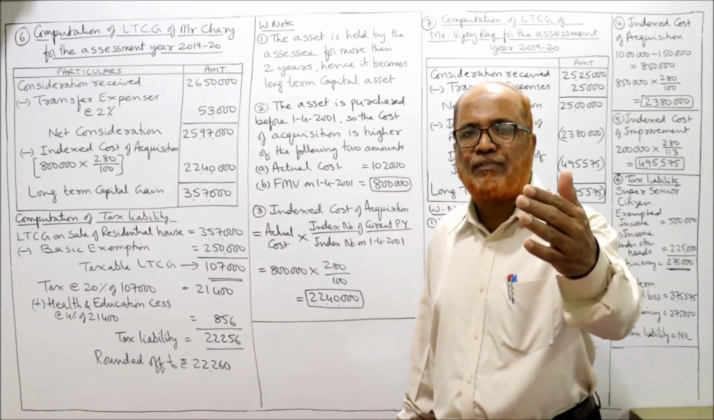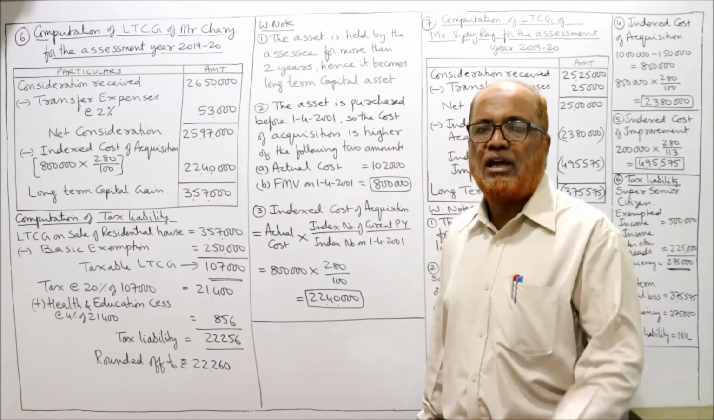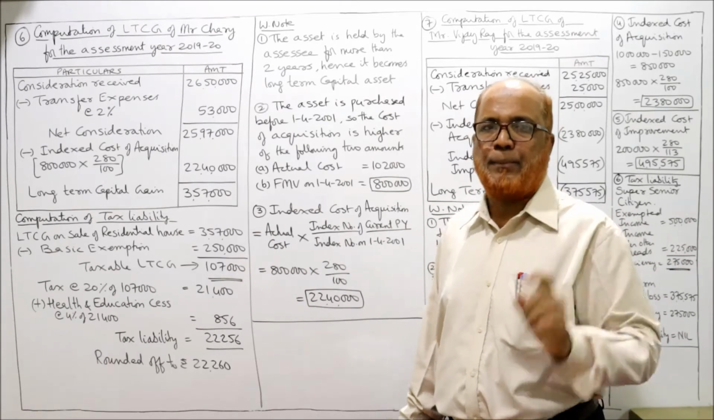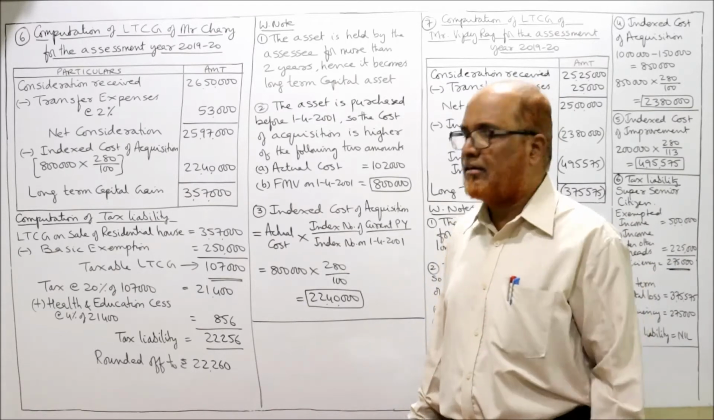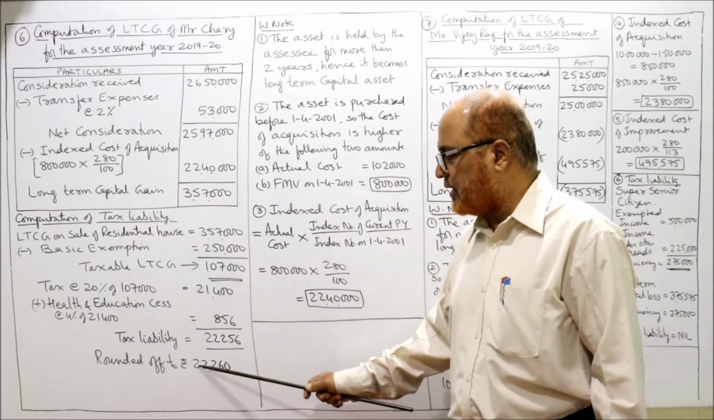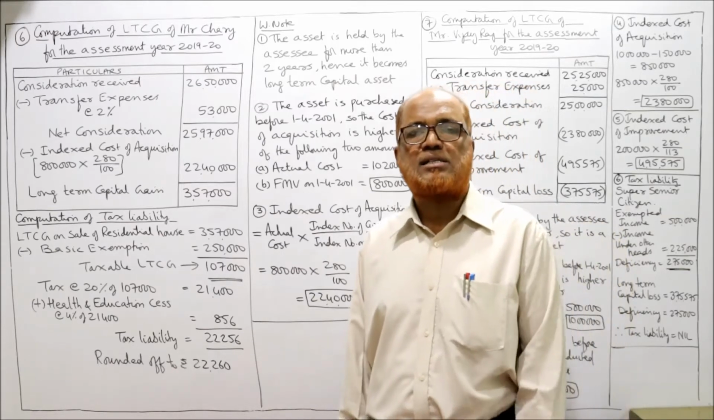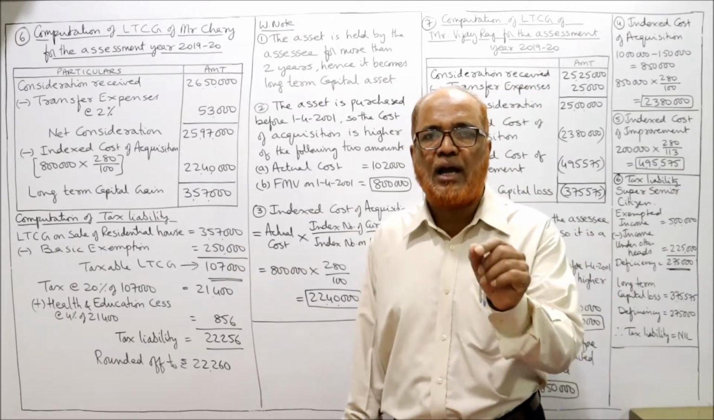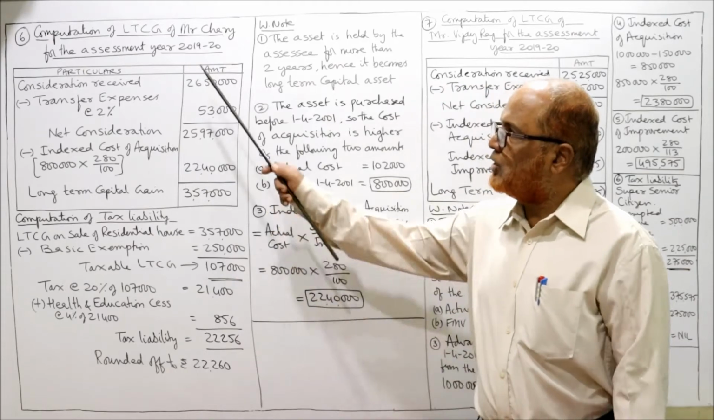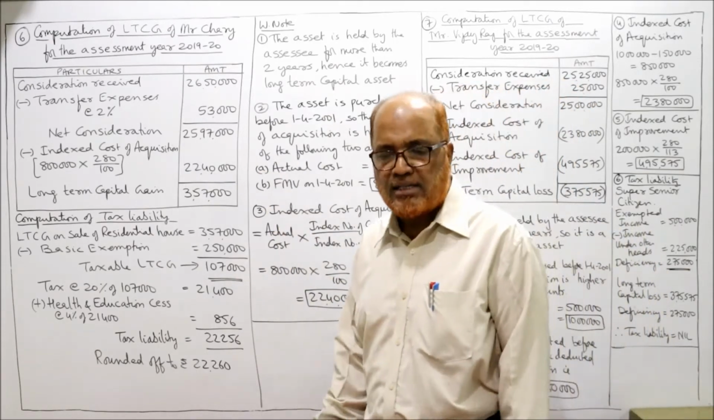55 or more than 55, we make it 60. If it is 54, we make it 50. So nearest 10, 56 will become 60. 22,260 is the tax liability after rounding. That's it. So this is the explanation of problem number 6.